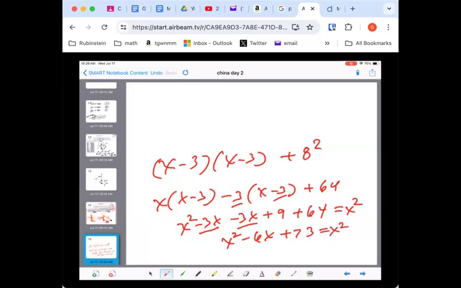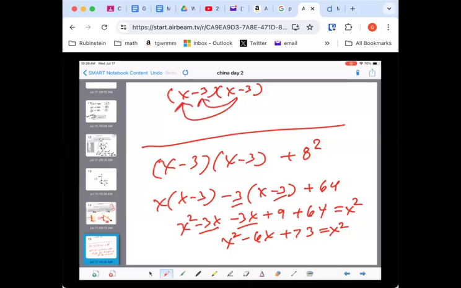By the way, you bring up a good point. If anyone likes that better, instead of doing what I was calling FOIL, if they like the distributive property, you are allowed to do it like this: X times (x minus 3) minus 3 times (x minus 3). You get the same answer. Some people accidentally make that a minus 9 when they do it, so just be careful. Minus 3 times minus 3.